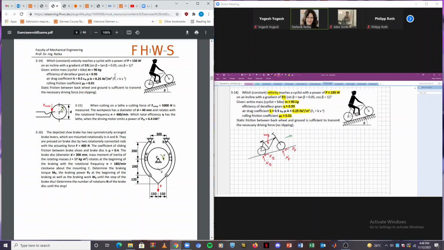Then we have to consider air resistance, parallel to the surface and opposite to the direction of travel. Here is called FL. I call it FL as well. And we have a driving force, and the driving force acts on the back wheel since the chain is connected to the back wheel.